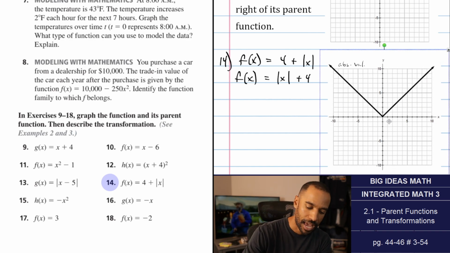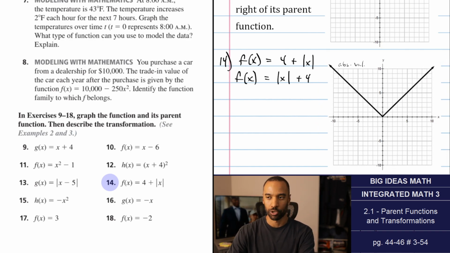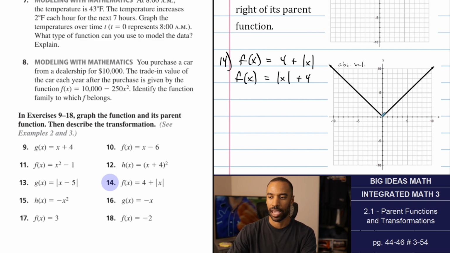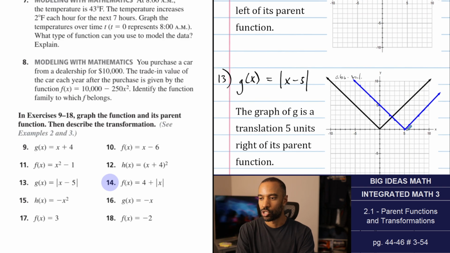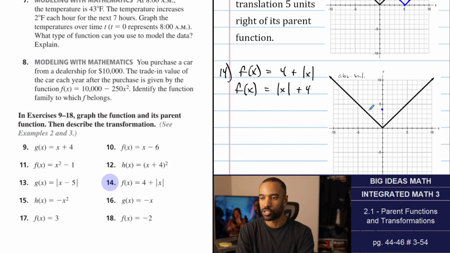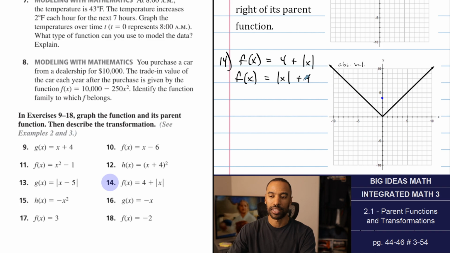And build around that, because this is nothing more than a vertical translation. This is translated up 4 units. Compared to the one that was translated to the right 5 units or to the left 4 units or whatever, this is translated up. It's vertical. This is on the outside of that function that you take the absolute value of a number, then you add a 4 afterward. So everything becomes 4 bigger than it was.